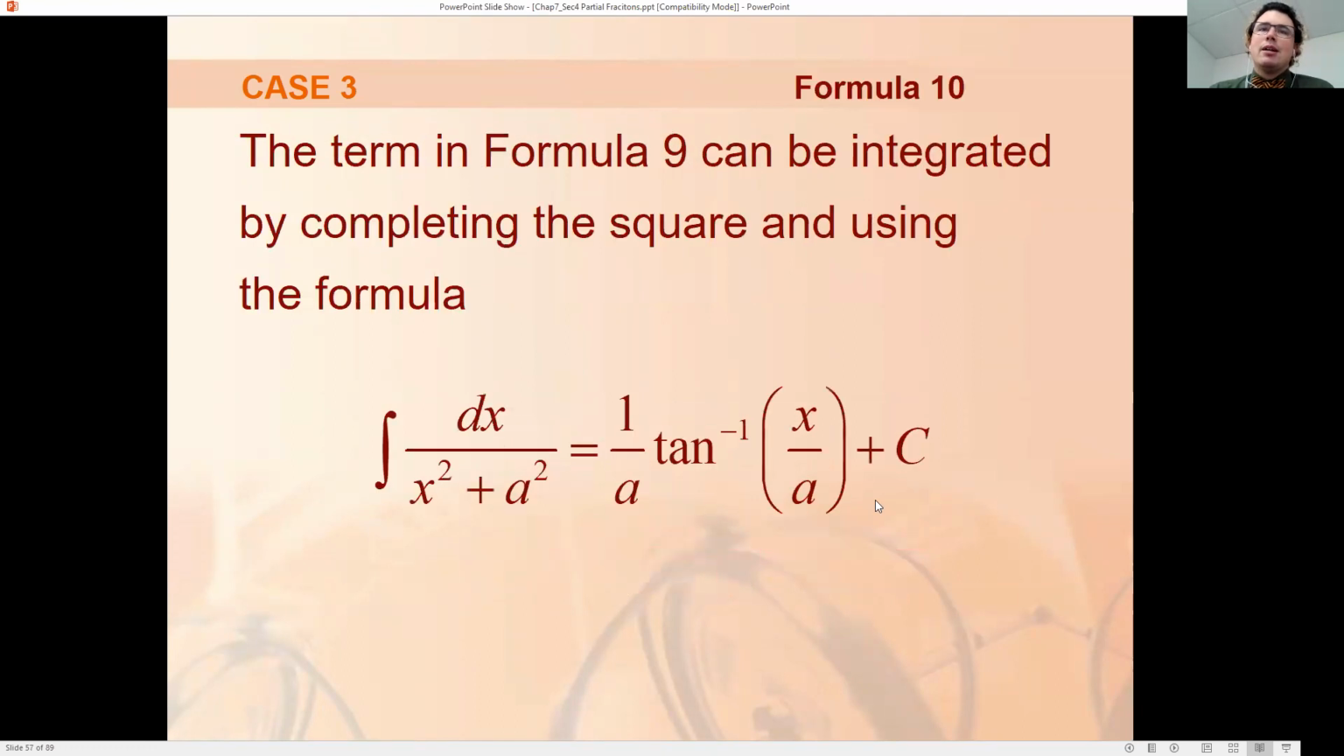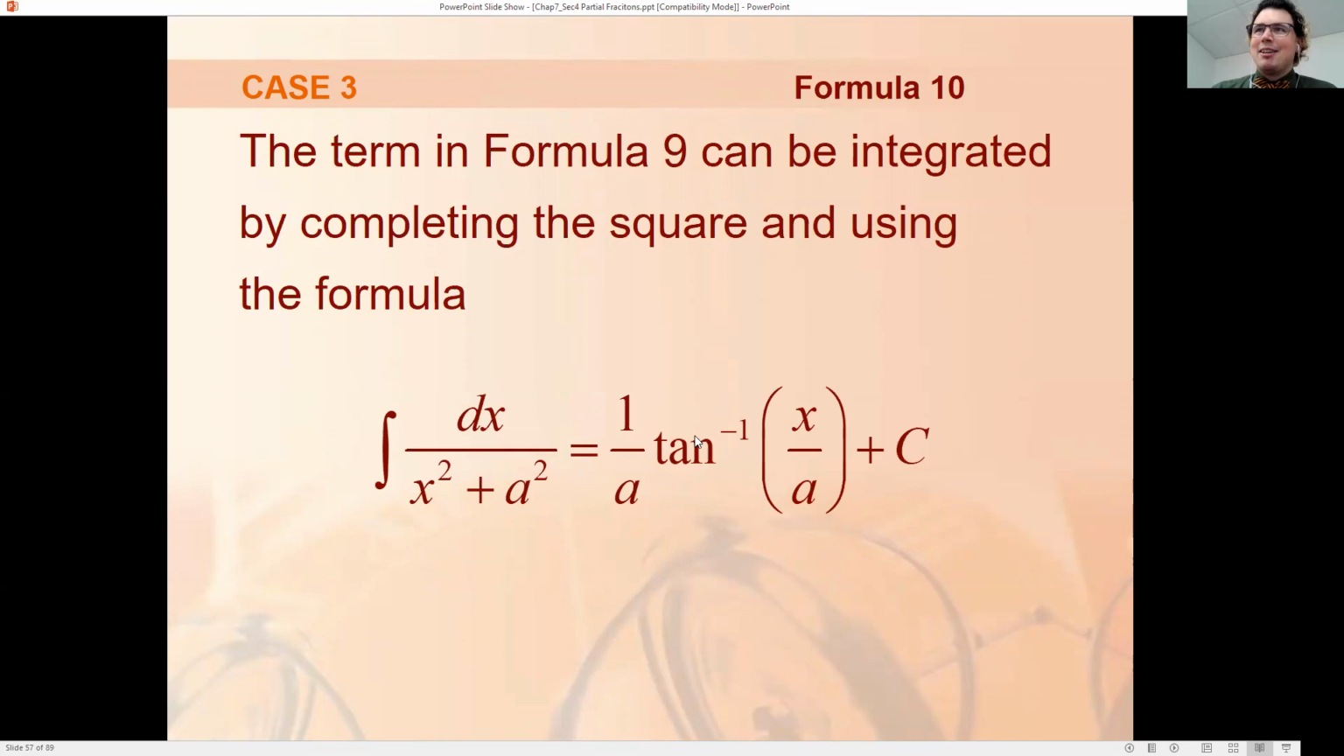Now, to put that into action, we might end up needing trig substitution. So this is the reason why we covered trig substitution before we did partial fractions. If I ever see an integral that looks like dx divided by x squared plus a squared, I can tell you right now that this antiderivative is going to be 1 divided by a times the arctangent of x divided by a, plus C.